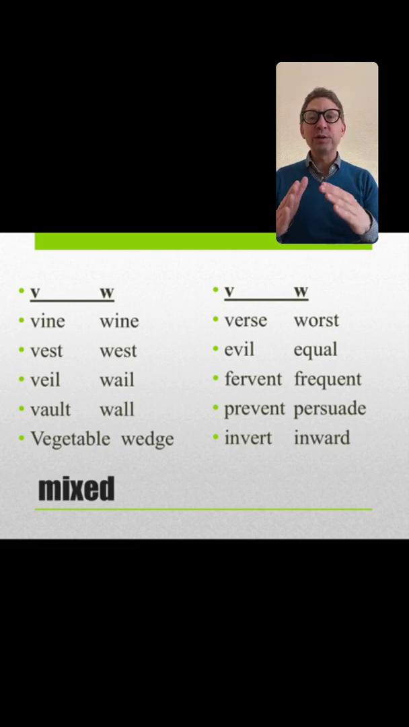So, vegetable, wedge. Verse, worst. Evil, equal. Now this is the QU sounding like a W. Evil, equal.